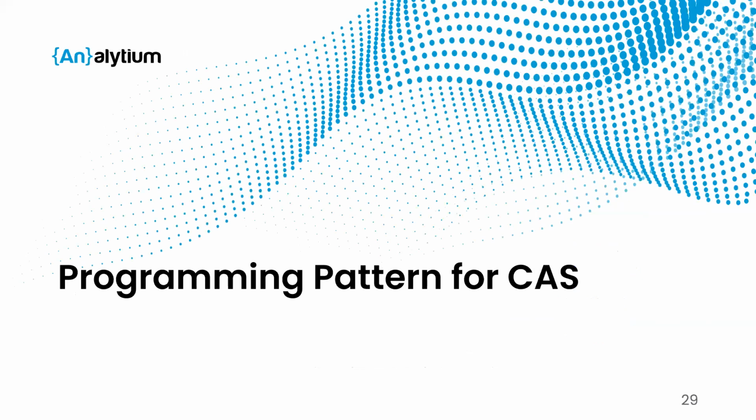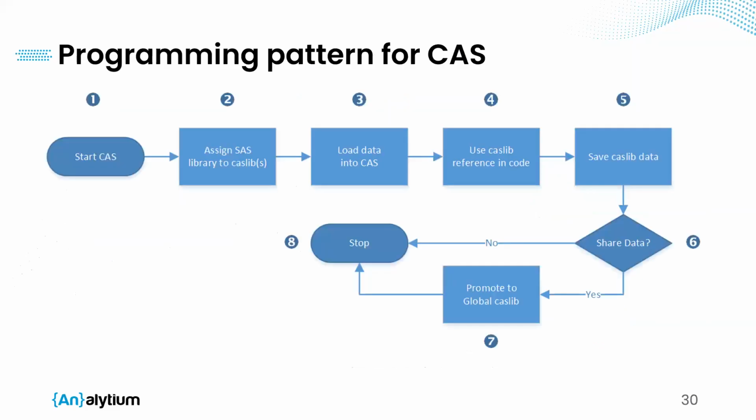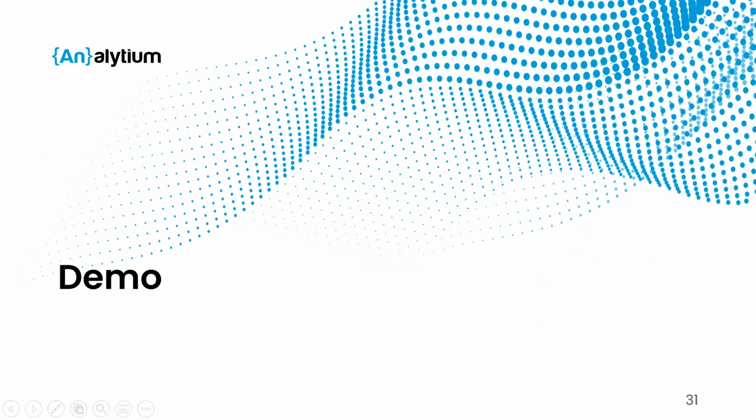So onto a simple programming pattern for CAS, which is start your CAS session, assign your SAS libraries to the CAS libs, load the data into CAS, use your CAS lib reference in the code. Then you can save your CAS lib data, choosing whether to share it, either by promoting it to a global CAS lib, or you can end your session. And that's the briefest view through CAS. I'll just now switch and show you a quick demo.